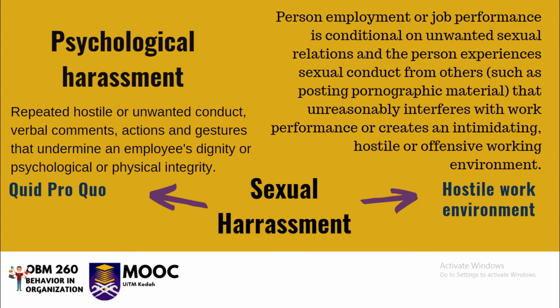In addition, a person's employment or job performance is conditional on unwanted sexual relations. For example, an employer threatens an employee by telling them if they say no or reject the action, this will affect their job appraisal at the end of the year. The person also experiences sexual conduct from others, such as posting pornographic materials that unreasonably interferes with work performance or creates an intimidating, hostile, or offensive working environment. Sexual harassment is divided into two, which is quid pro quo and hostile work environment.